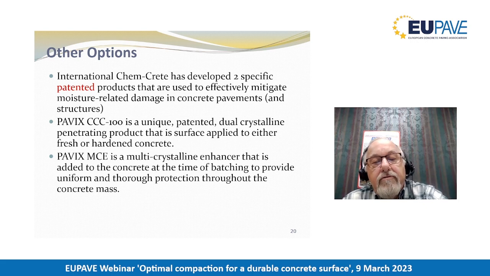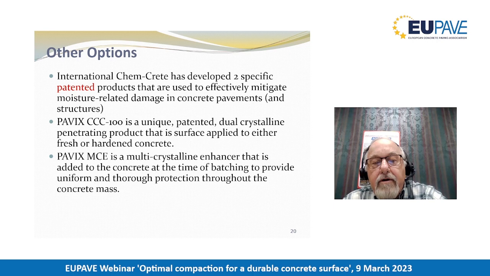So the options are, again, and I want to throw this out there because these products are something I work with a substantial amount and I know for certain that they work. This Pavix from Chemcrete Company, CCC 100, unique patented dual crystalline penetrating sealer. That's what we applied to O'Hare. That's what we applied to Moldova Airport. That's what we applied to pavements worldwide. We've always had outstanding results if it's done correctly.